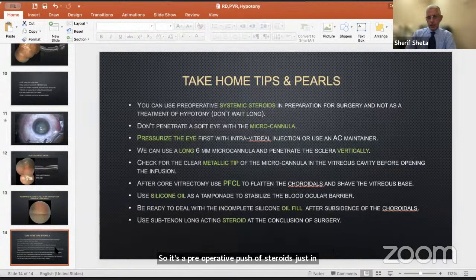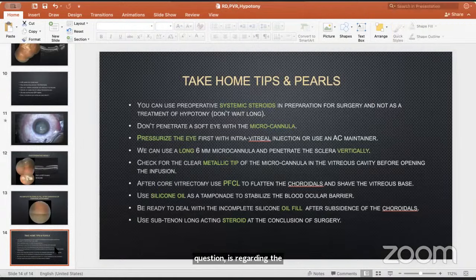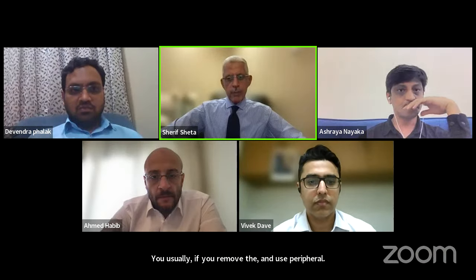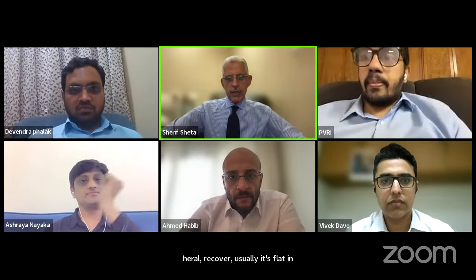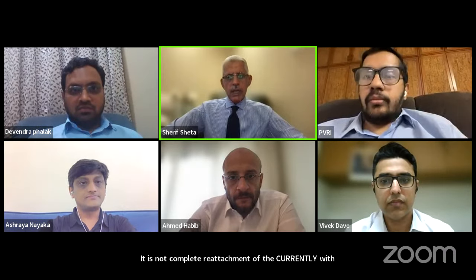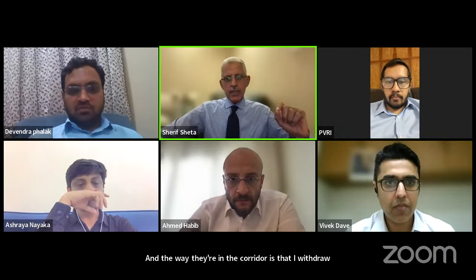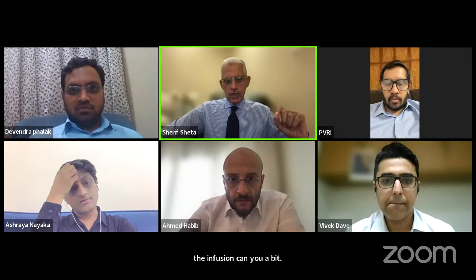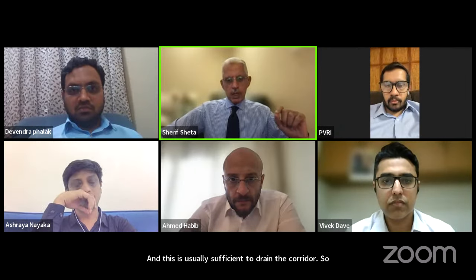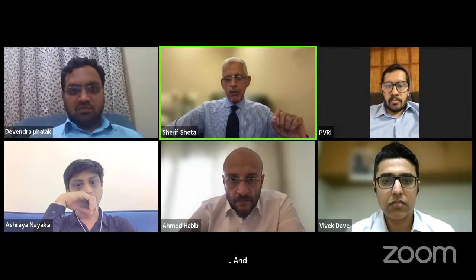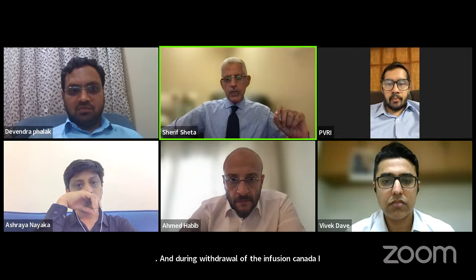The second question regarding draining the choroidal, usually if you remove the vitreous and use perfluorocarbon, usually it flattens the choroidal. It is not complete reattachment of the choroid. If the choroid with the perfluorocarbon is still elevated so that there is no more room for the tamponading material, I drain the choroidals. And the way I drain the choroidal is that I withdraw the infusion cannula a bit. And this is usually sufficient to drain the choroidal. So remember that there is a suprachoroidal fluid. And during withdrawal of the infusion cannula, I don't withdraw it completely outside.